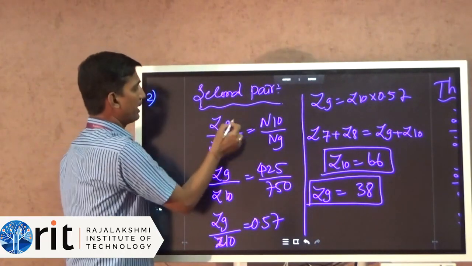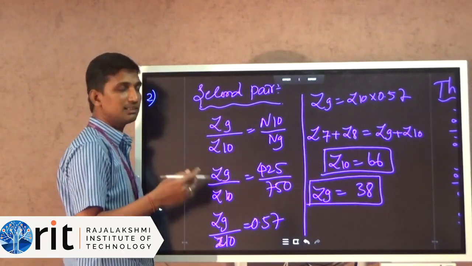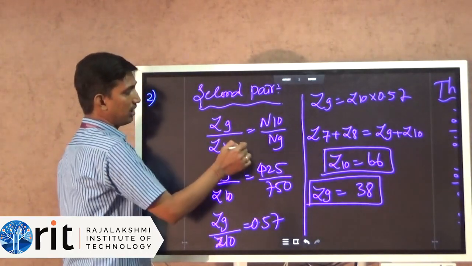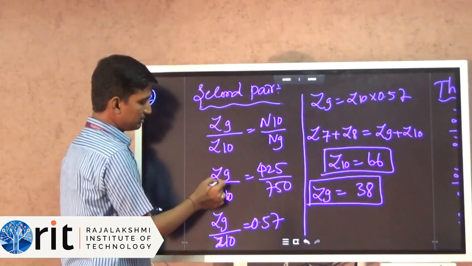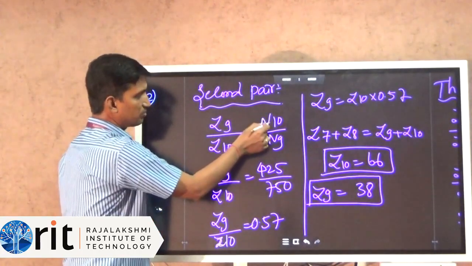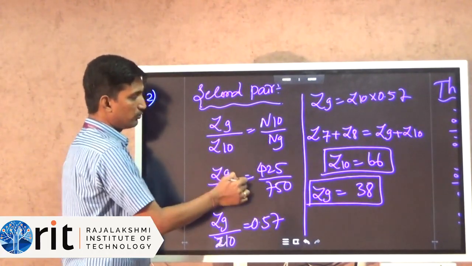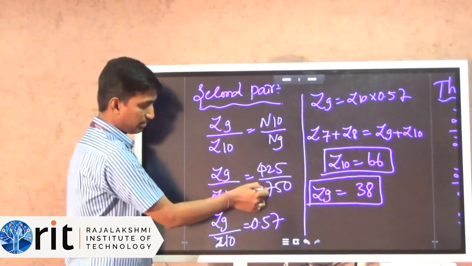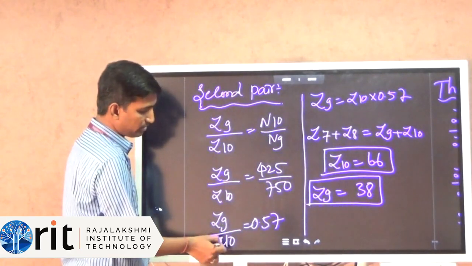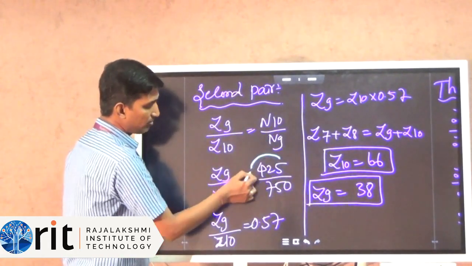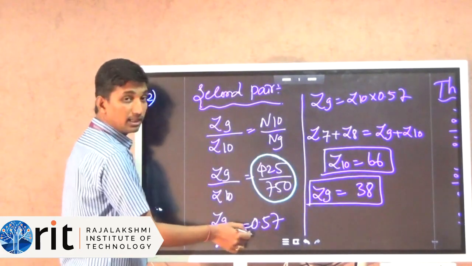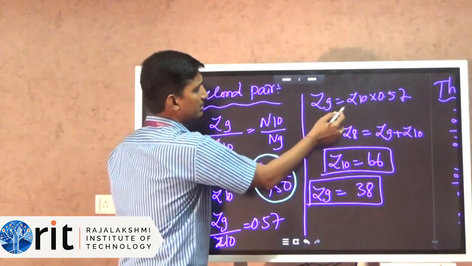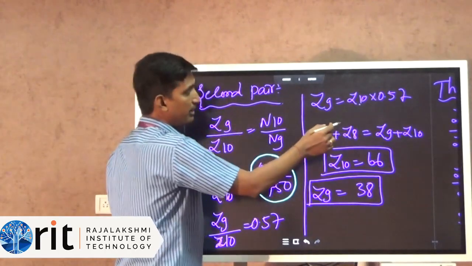Now the second pair, Z9 and Z10, is the second set. Correspondingly N10 RPM and N9 RPM. The speed of N10 is 425, and similarly N9 is 750. Now Z9 divided by Z10, by dividing both the values, I am getting the value as 0.75. Now this Z9 is equal to Z10 into 0.75.